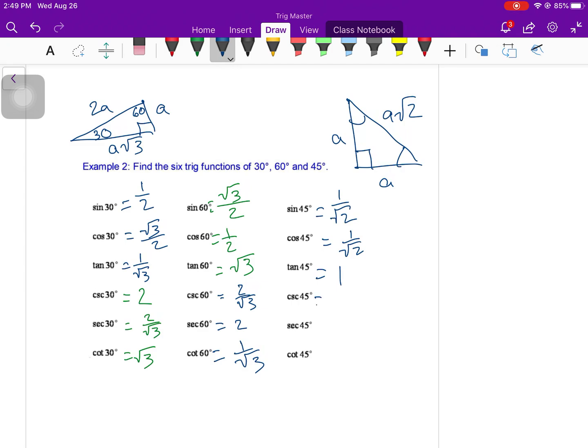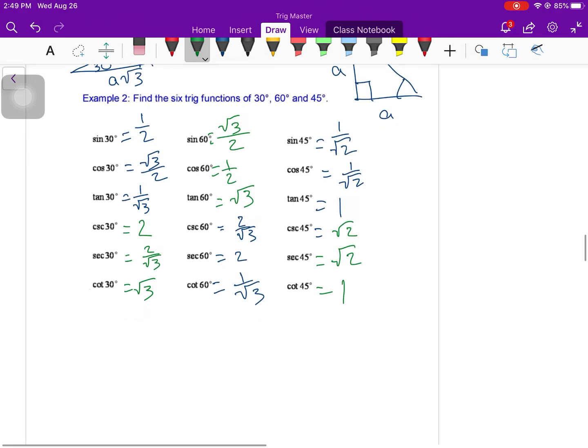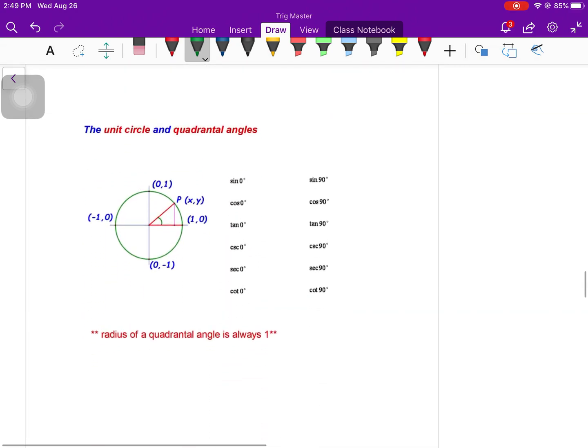A divided by a. Okay, if I flip sine to get cosecant, that just becomes square root of 2. If I flip cosine to get secant, I get square root of 2. And if I flip tangent to get cotangent, I still get 1. The reciprocal of 1 is just 1.